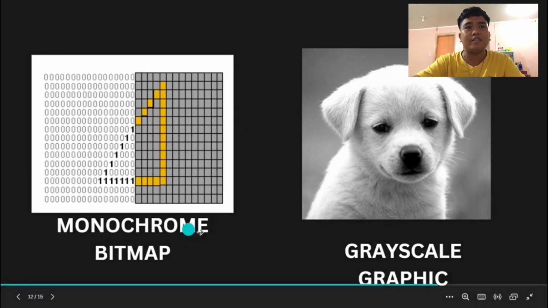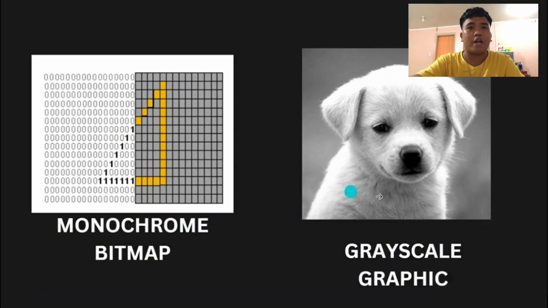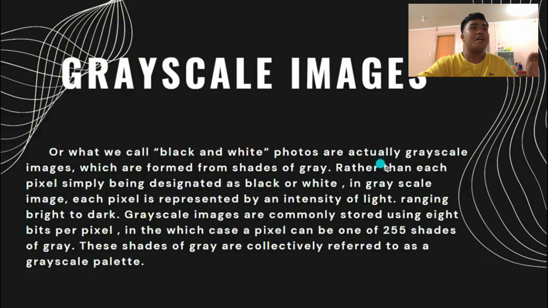So here, what you guys can notice is that the image I provided here is a black and white photo. This is one of the bitmap graphics, the grayscale image. We can call black and white photos actually grayscale images, which are formed from shades of gray. So basically that's grayscale images.